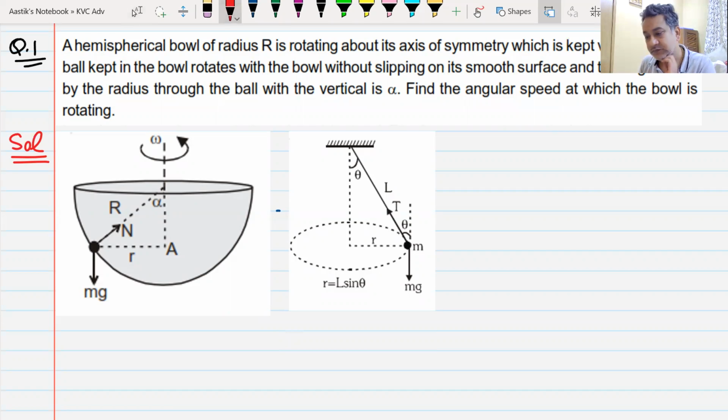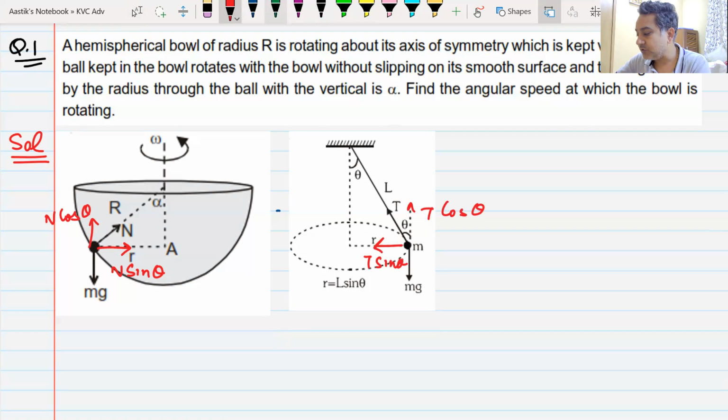So here again, what equations do we need to make? One will be this: N sine theta along the center. This will be N cos theta. Yes, sir. This was T sine theta. It was T cos theta. Exactly the same questions. Nothing has changed, my dear friends.